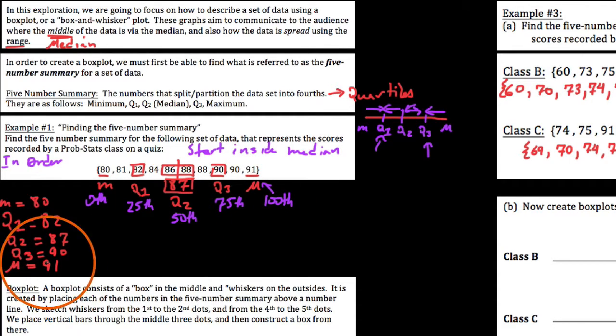Okay. Now that we have this rank, though, in order to create a box plot, basically we say a box plot consists of a box in the middle and whiskers on the outsides. Okay, so we say it's created by placing each of the numbers in the 5-number summary above a number line appropriately. It says we sketch whiskers from the first to the second dot. So in other words, the whisker is going to consist of this distance here from 80 to 82 and 90 to 91. The whiskers on the outside, and then we are going to put a box around the middle 3 here, essentially, where the median is always this middle line, and we have a box going from Q1 out to Q3. So what this really does is it allows us to see the middle 50% of data very well. And then we can pay attention to the outside.